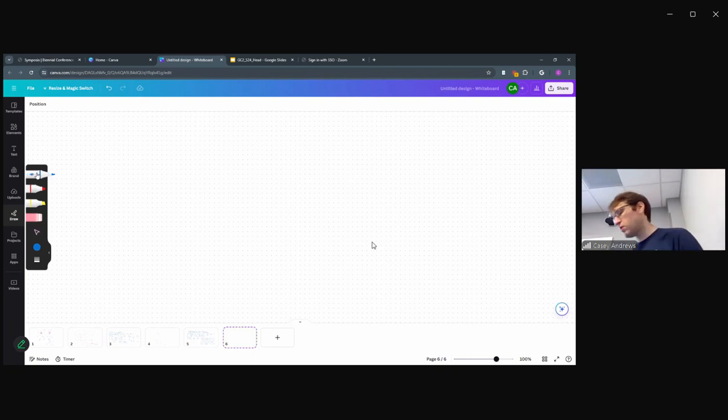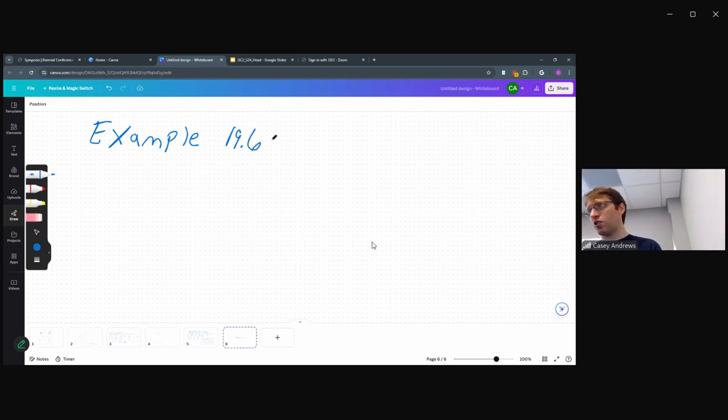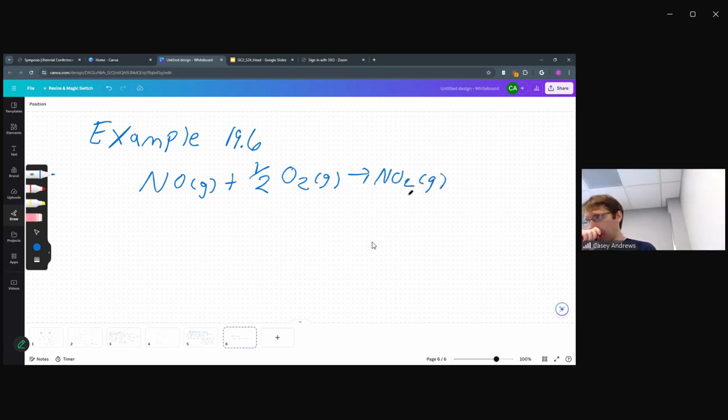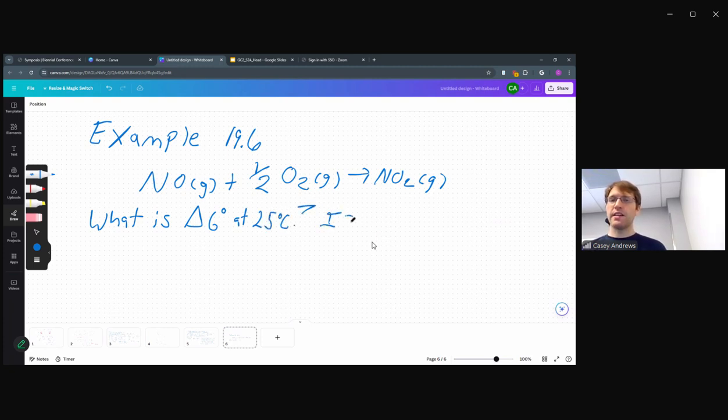All right, let's do example 19.6. This will be another one that I kind of walk you through. And so we have the reaction NO plus 1/2 O2 goes to NO2 gas. The question is, what is delta G naught at 25? Is this spontaneous?